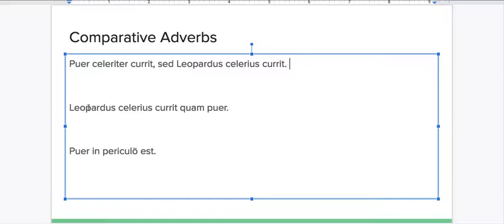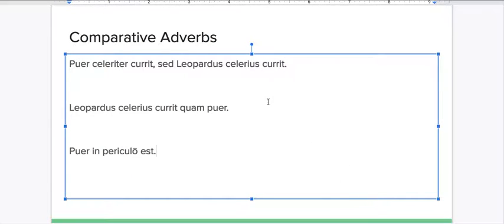Another way to write this would be leopardus celerius currit quam puer. And now you might be hearing the leopard runs faster than the boy. The boy runs quickly, but the leopard runs more quickly. Hence the puer in periculo est.